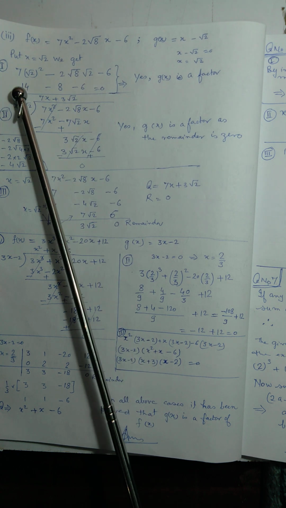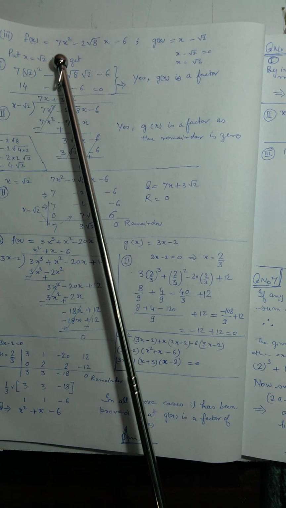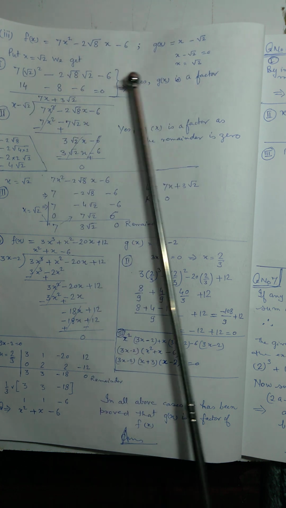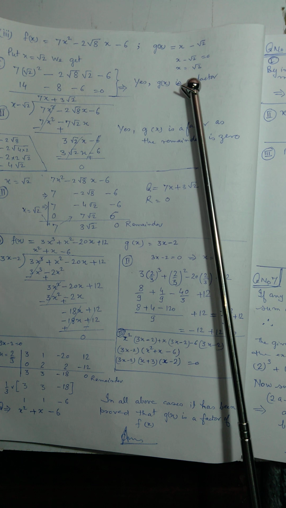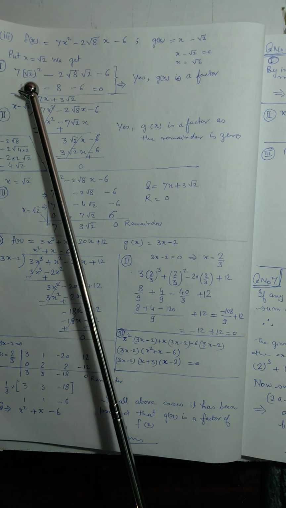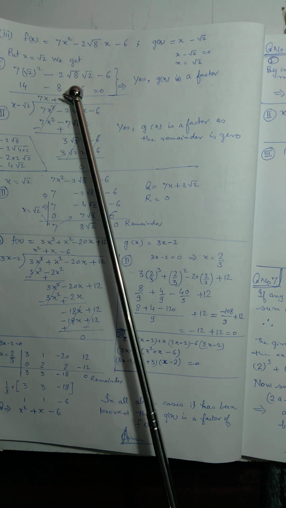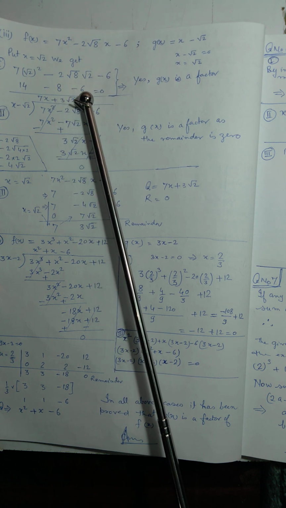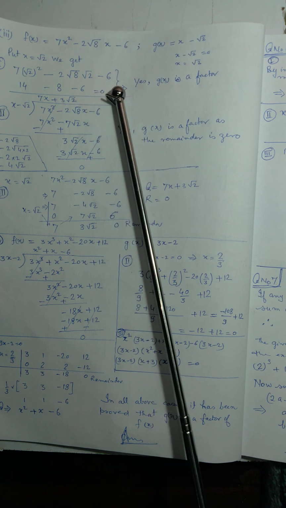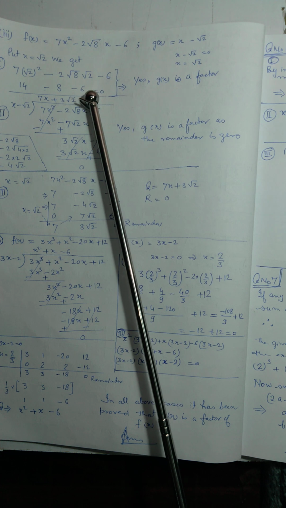You see here, I have substituted the value in place of x. In place of x, I have placed root 2. So root 2 whole square minus 2 under root 8 root 2. You see, the root 2 I have placed in place of x.